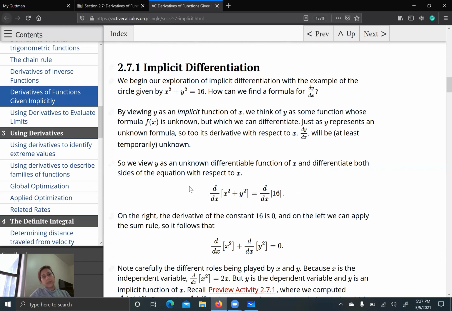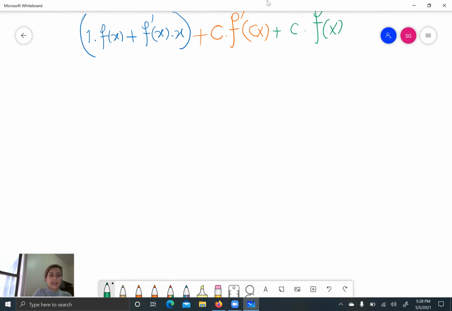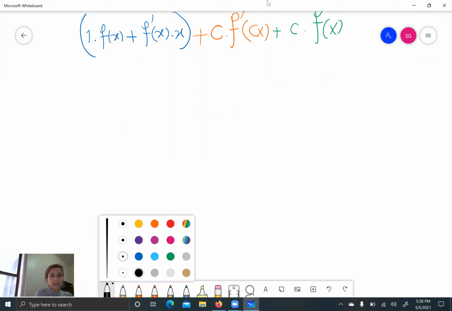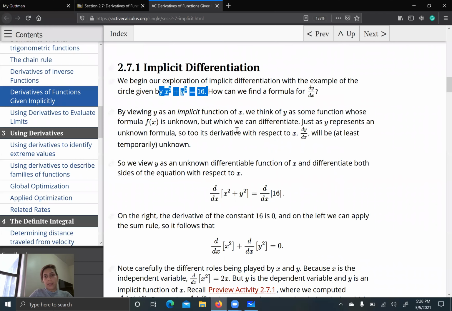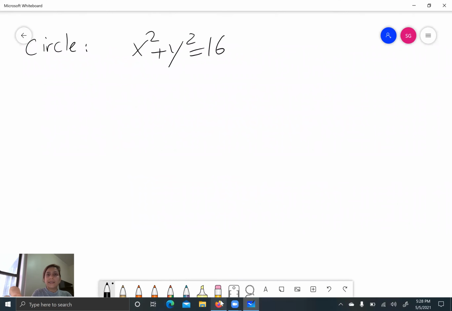So now we are ready to introduce implicit differentiation. We started the exploration of this idea by the circle example, x squared plus y squared equals 16. Let's revisit that example again. The circle with the equation x squared plus y squared equals 16. Center is origin, radius is 4. How can we find a formula for dy with respect to dx? That's the question.